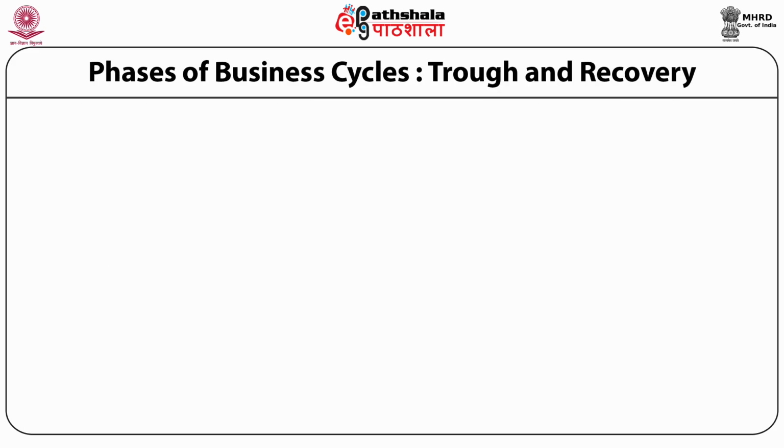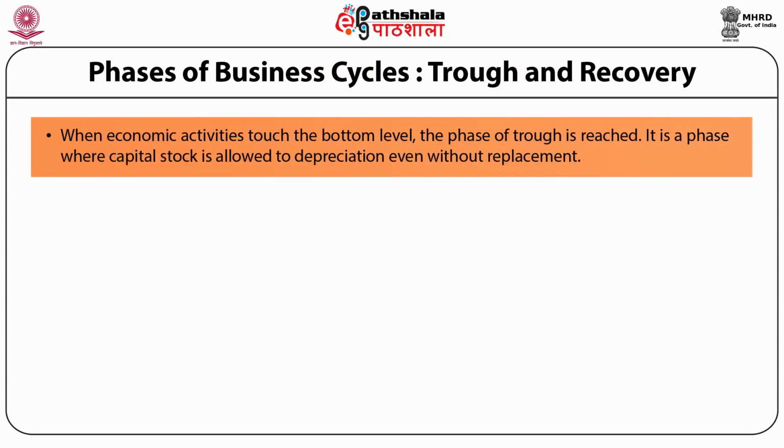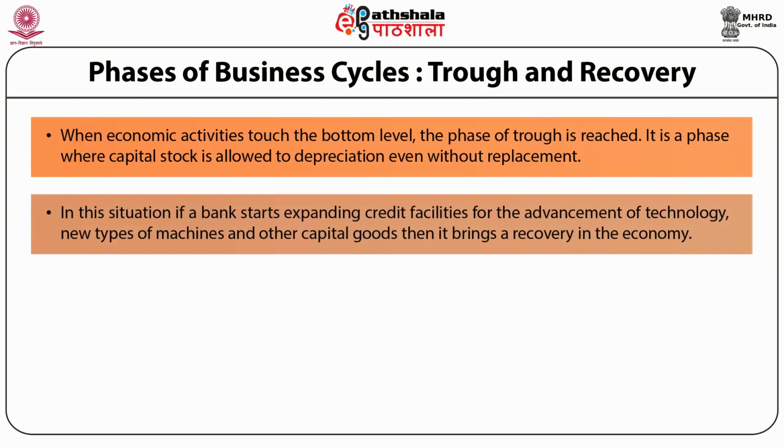Trough and recovery. When economic activities touch the bottom level, the phase of trough is reached. It is a phase where capital stock is allowed to depreciate even without replacement. Technological advancement makes the capital goods obsolete. In this situation, if a bank starts expanding credit facilities for the advancement of technology, new types of machines and other capital goods, then it brings a recovery in the economy.